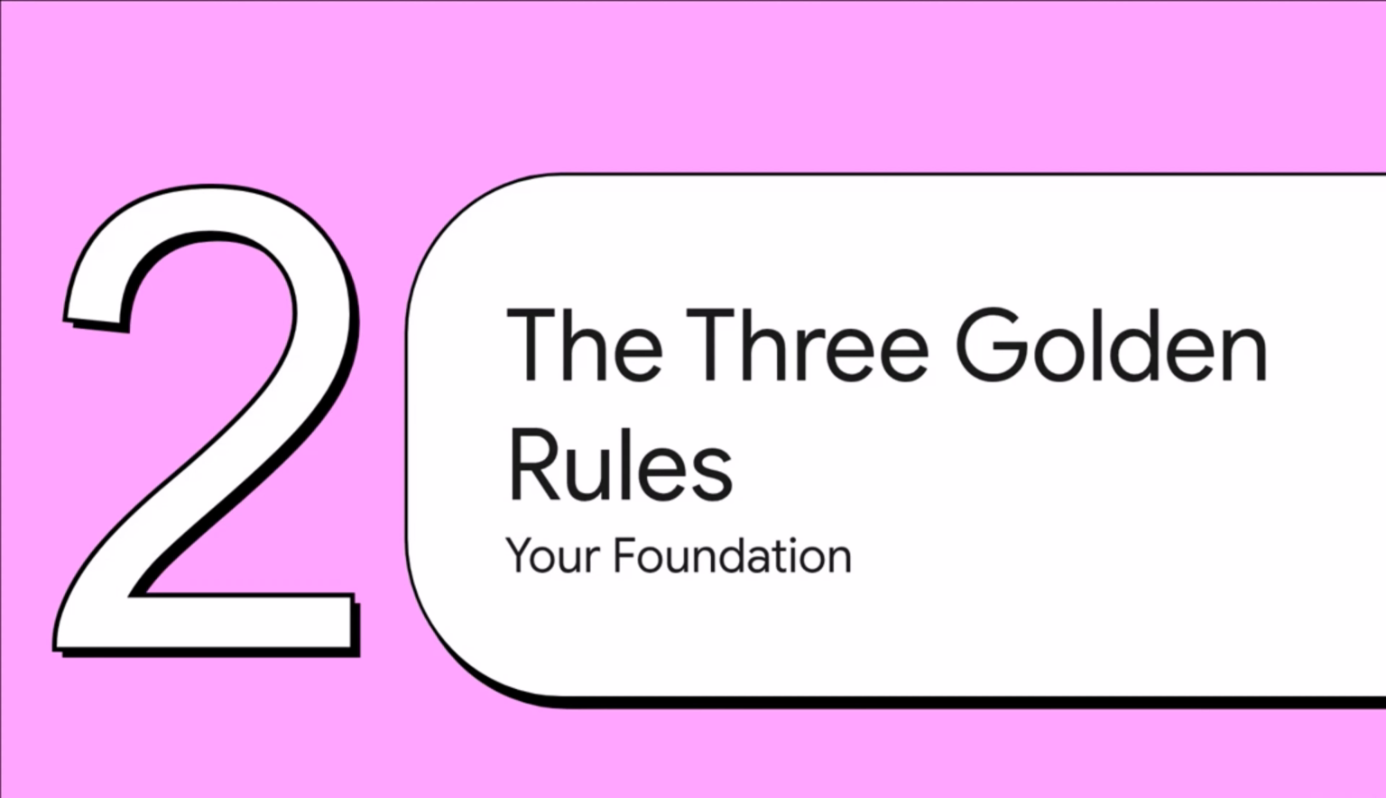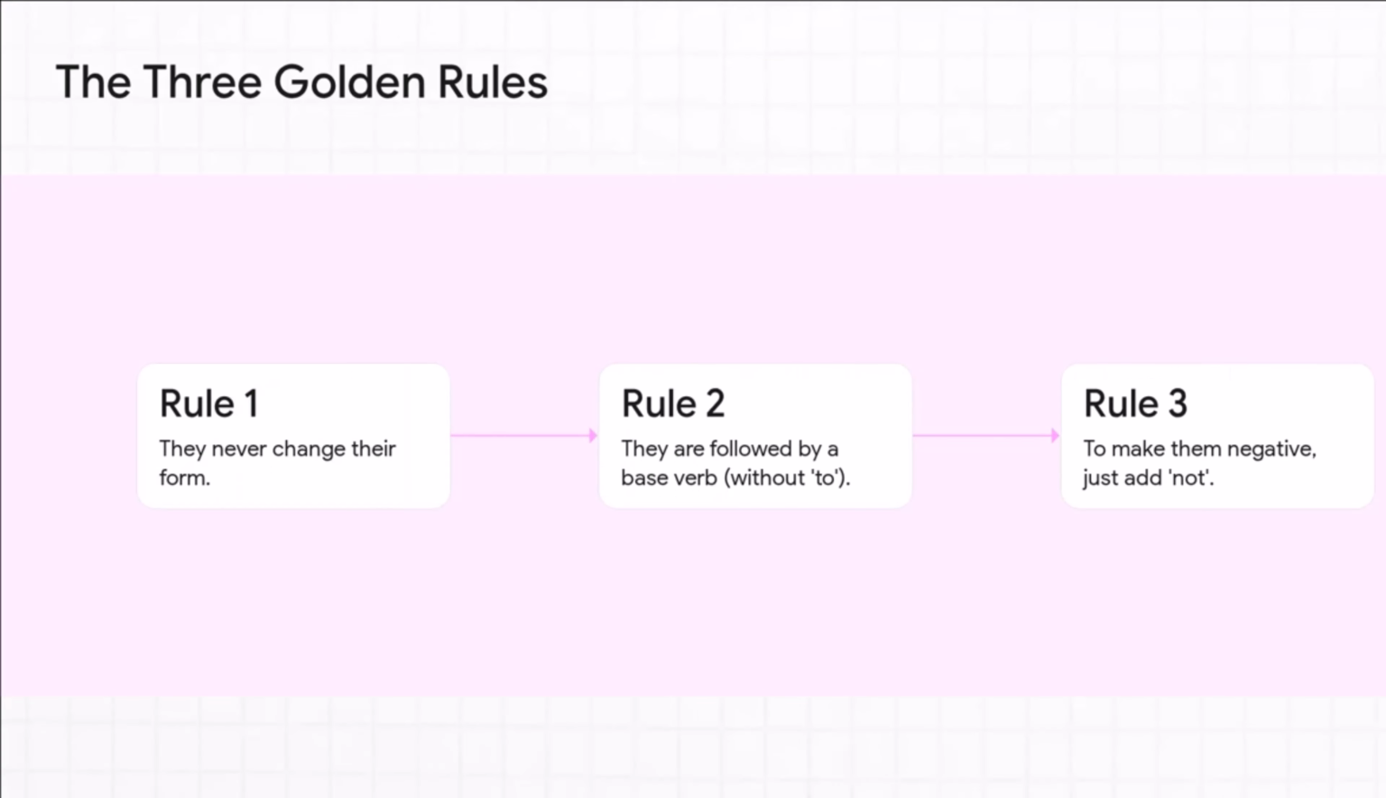Now, before we even start thinking about which modal to choose, let's lock in the foundation. There are 3 super simple, let's call them golden rules, that modal verbs always follow. Get these down, and you'll sidestep the most common mistakes right away. And these rules are awesome because they're so consistent. 1. They're lazy. They never change their own form. 2. The verb that comes after them is always the simple base version. And 3. Making them negative is a piece of cake.